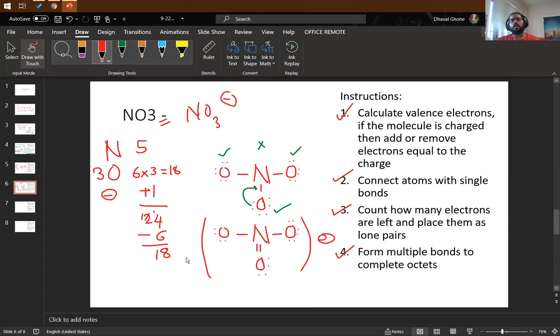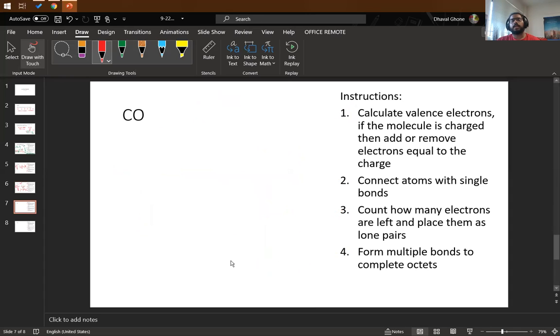Cool. Okay, next one is CO, carbon monoxide. And so we did carbon dioxide before, and this is not very different from it. We start by calculating the valence electrons. Carbon has 4, oxygen has 6. I have 1 of each, so these together have 10 valence electrons in them. No charge, so that's pretty easy. And so step 1 is complete.